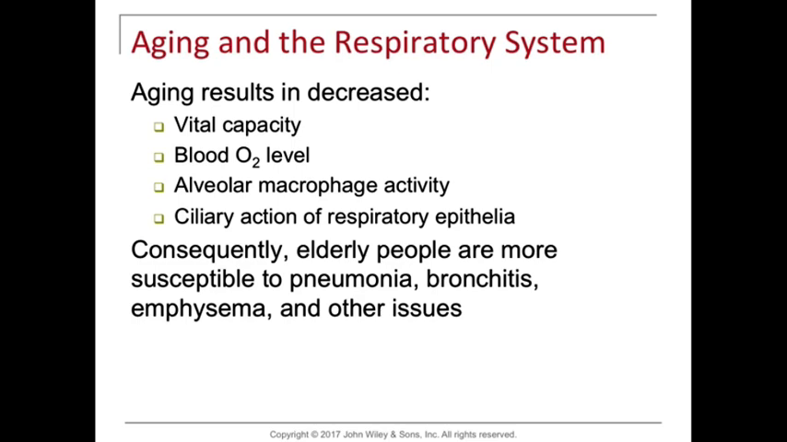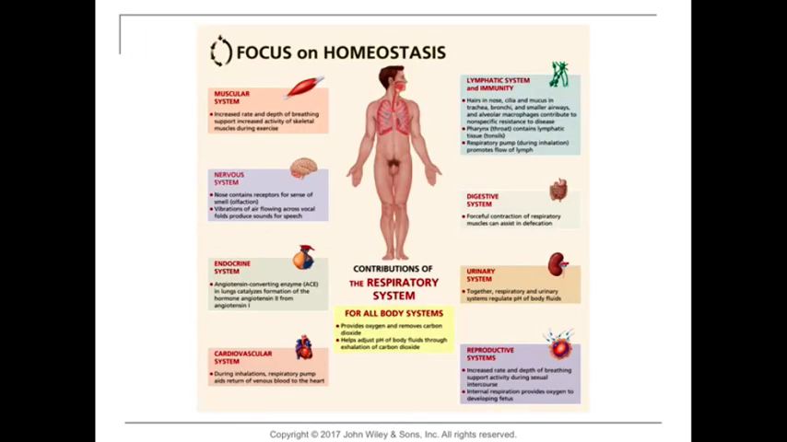Aging is going to result in decreased vital capacity, blood oxygen level typically decreases, macrophage activity decreases, ciliary action of the respiratory epithelium is going to decrease, meaning that the elderly are certainly more susceptible to pneumonia, bronchitis, emphysema, and other issues.